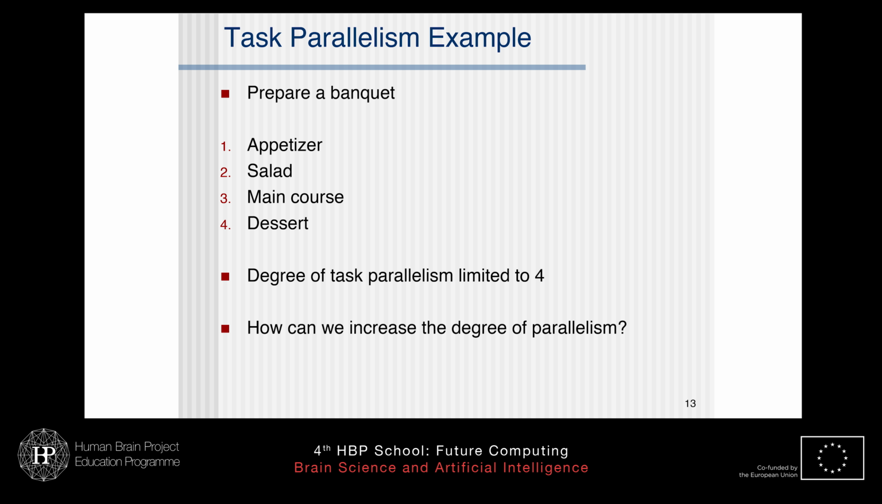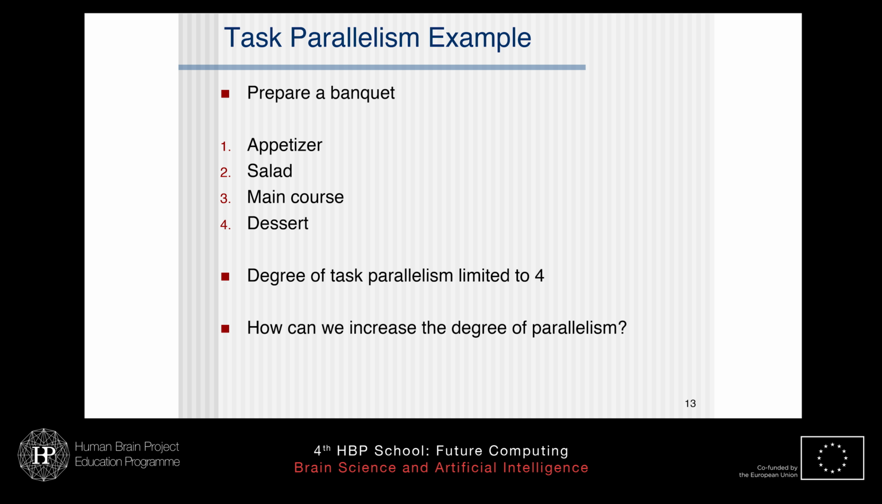So if we take as an example, you want to prepare a banquet, right? And basically you could say, okay, we exploit parallelism, and one chef prepares the appetizers, one chef prepares the salads, one the main course, one the dessert, right? So you only have a parallelism degree of 4. That's not a lot. How could we improve this? How could we get more parallelism in this?